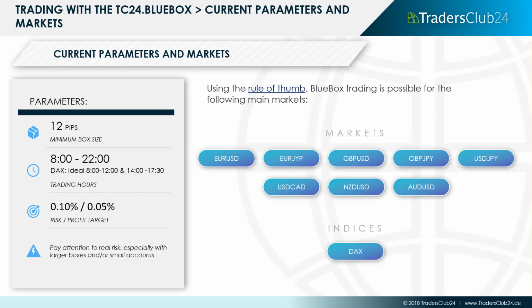Here at TradersClub24, within our live trading room, which is open daily, we are trading the following markets like Euro US dollar, Euro yen, cable, pound yen, dollar yen, US dollar Canadian dollar, New Zealand dollar US dollar, Aussie dollar US dollar, and in Germany we are of course trading the DAX. I mentioned it, you can also trade very effectively the FTSE and the Dow Jones.